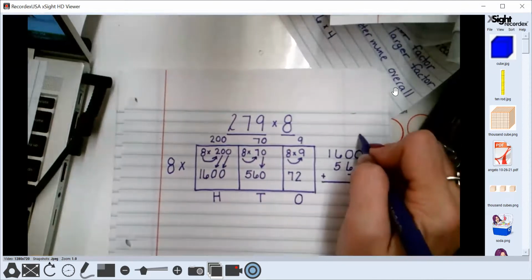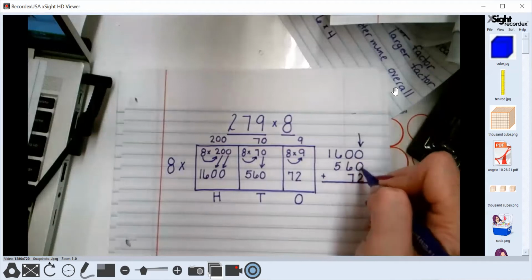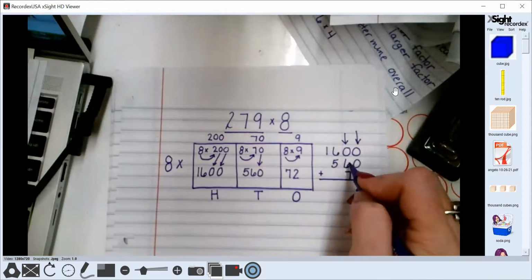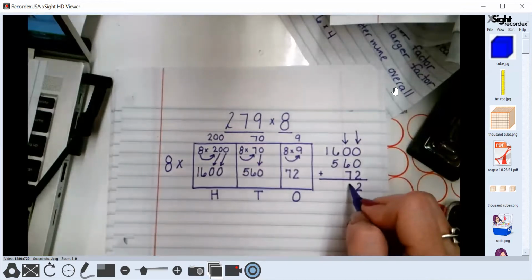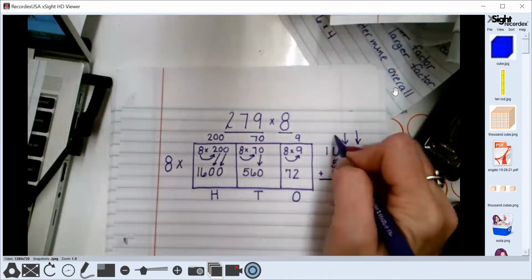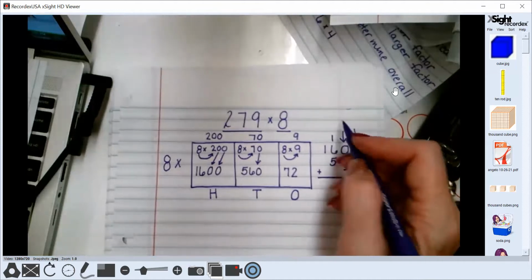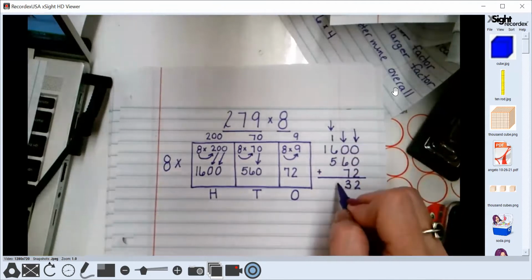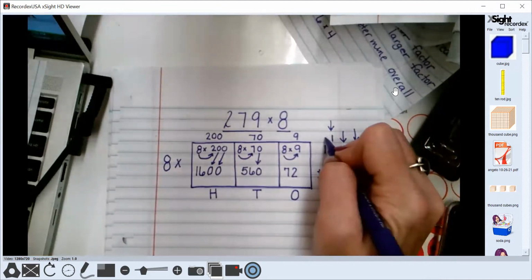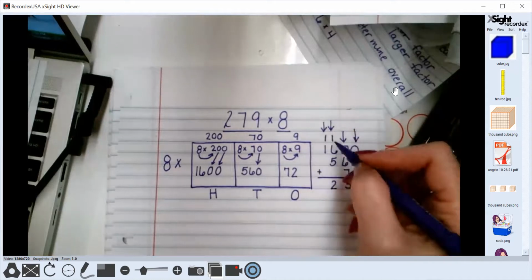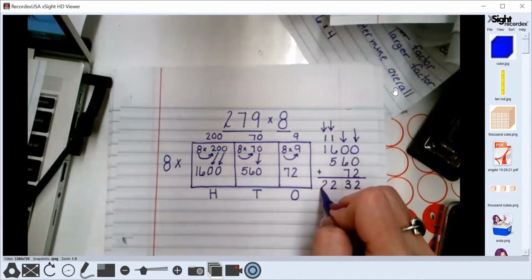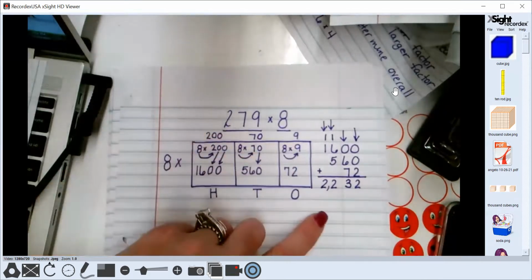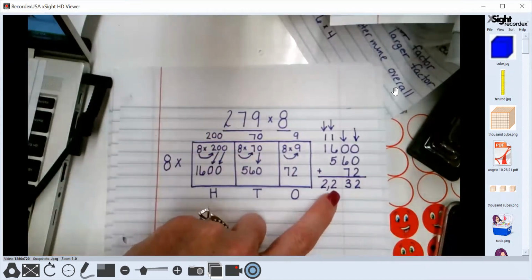I always start with my ones: 0, 0, and 2. Then I go to my tens, 6 and 7. So 6 plus 7 is 13. I put my 3 and I have to regroup my 1. So now I'm at my hundreds. 6 plus 5 is 11, plus 1 more is 12, and regroup a 1. Go to my thousands. 1 plus 1 is 2. So the solution, or the product, of 279 times 8 is 2,232.